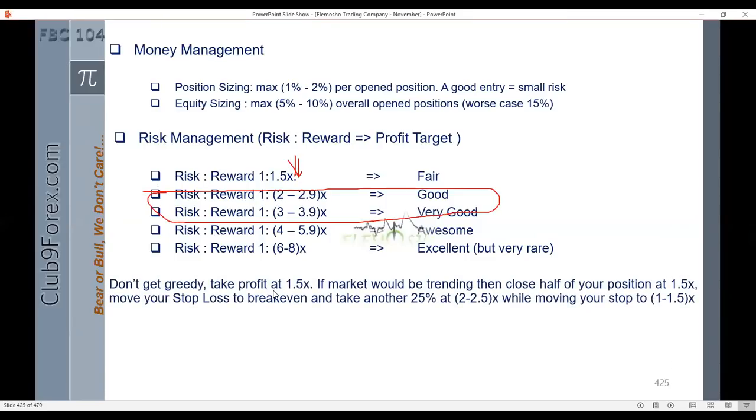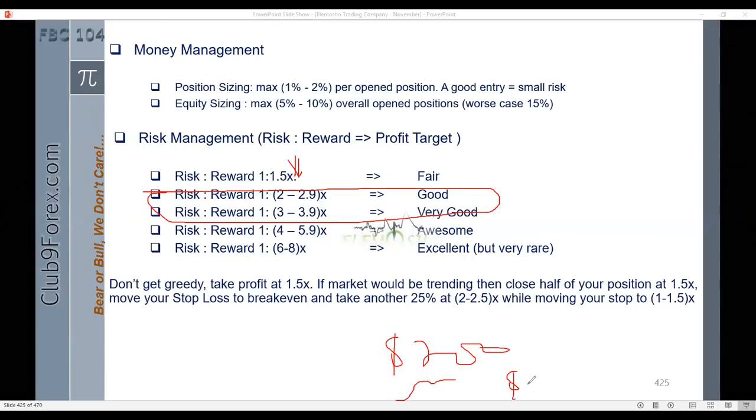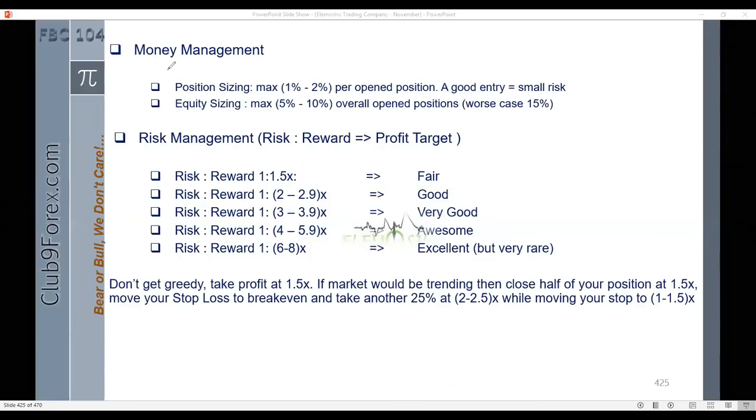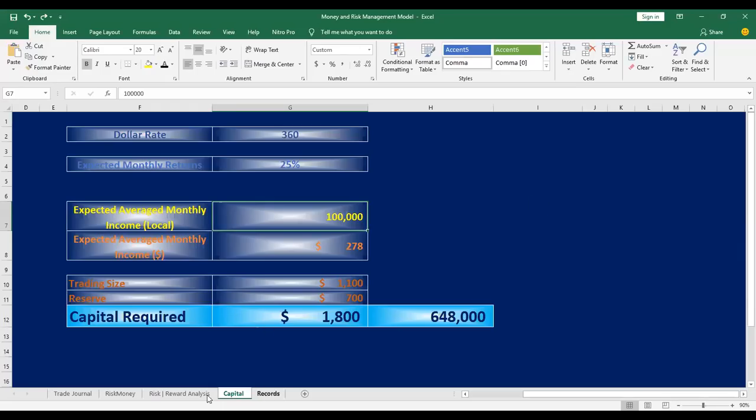So you don't get greedy. You should try to take profits when the market has moved 50% in your favor. So that means if you are targeting $200 and price has started moving in your favor to $100, then you close out part of your position and you move your stop loss to break even. Then when the market has gotten to another predetermined level, maybe 1 to 2 or 1 to 2.5, and you feel that price is still going to move in your favor, you close some of your profit also.